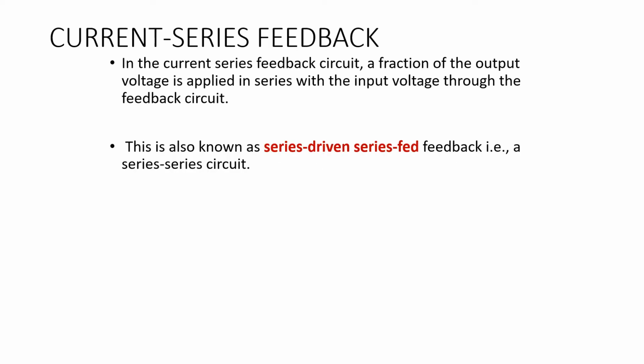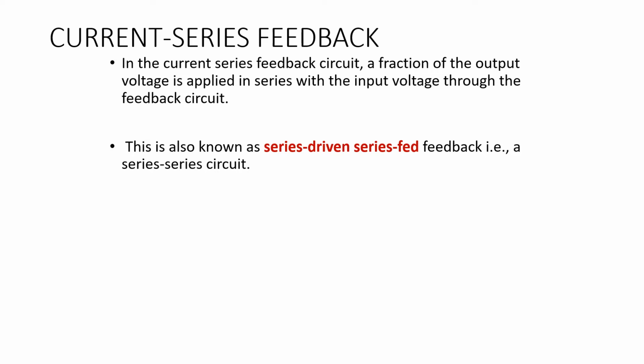Now, the definition of the current series feedback, or what is current series feedback, can be understood through this: a fraction of output is applied serially to the input. So we call it a current series feedback. There is a difference between these two feedback connectivities. One is series and one is shunt. How the output is applied to the input, in which manner it is applied, is going to define that particular connectivity.